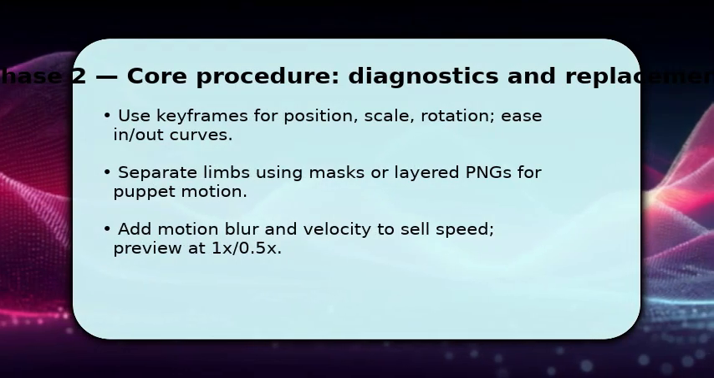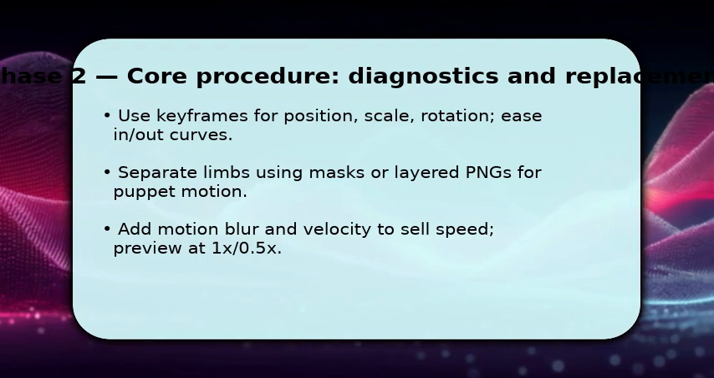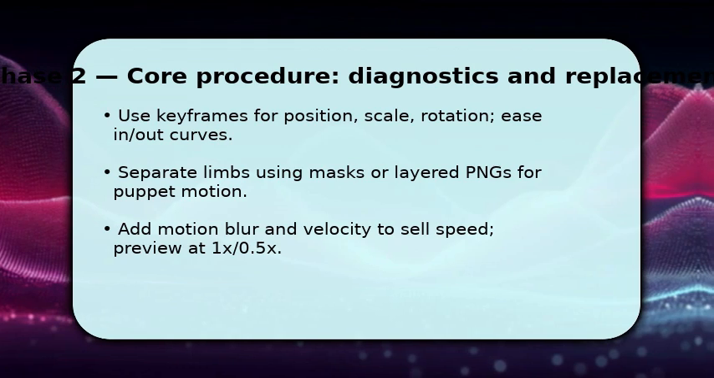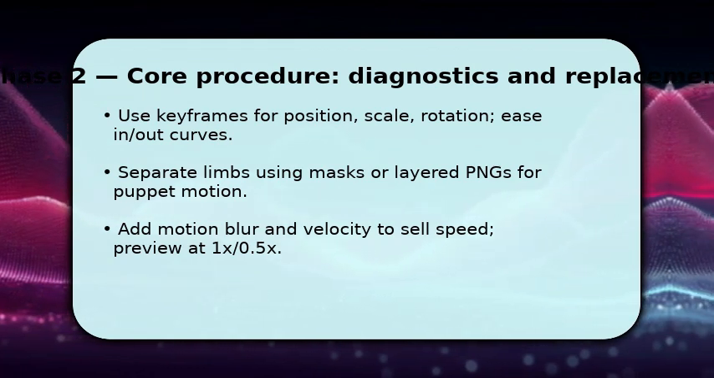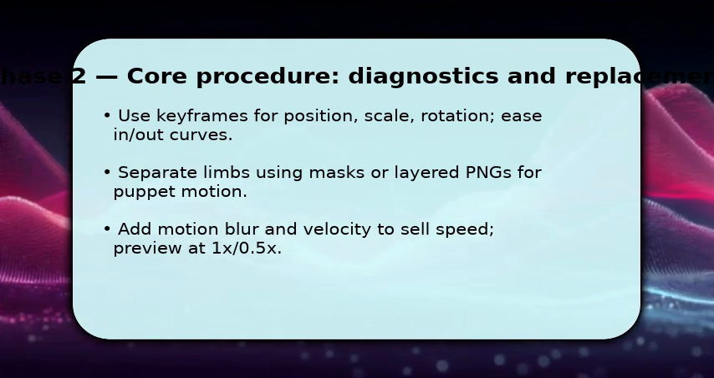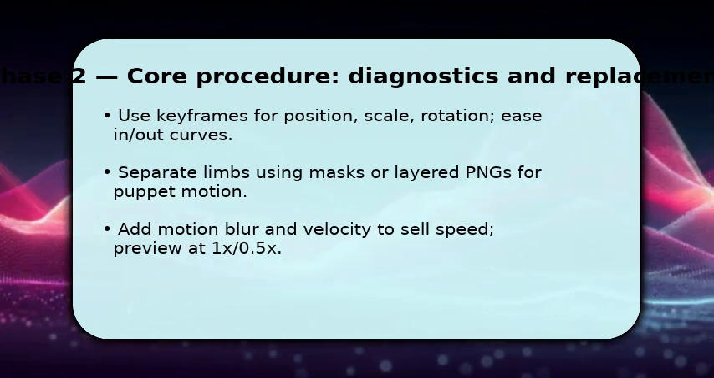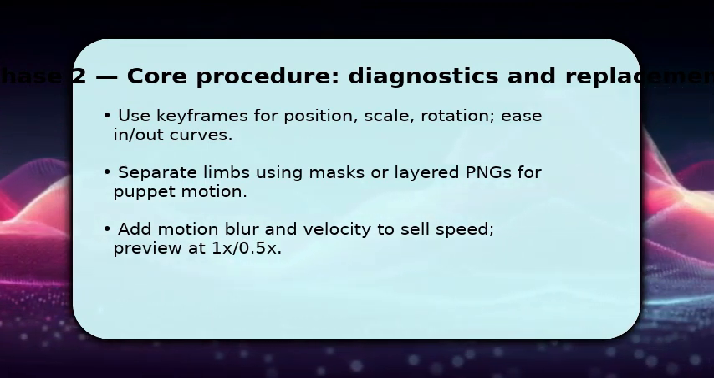Now you animate. Select a sprite, add keyframes for position, scale, and rotation, and apply easing curves to make motion feel natural. If you have separate limb PNGs, parent parts to a main body layer or use masks to simulate joints. This puppet approach gives smoother choreography.